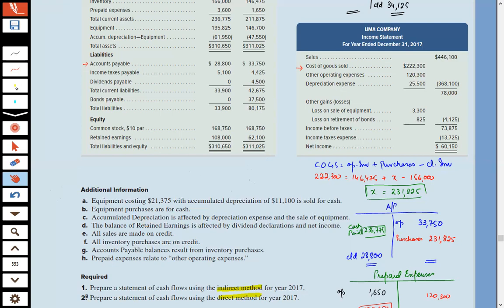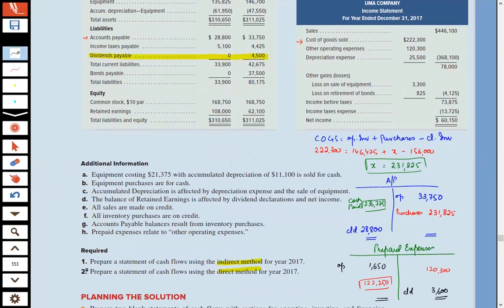But similarly, if we see in the liability side, there is a huge line item, dividend payable. And if this is the case, then we have to perform one another calculation through the T account to arrive at the actual amount of the dividend paid. So how will it work? It will be worked first initially with the retained earnings T account. We have got retained earnings opening 62,100 and closing 108,000.